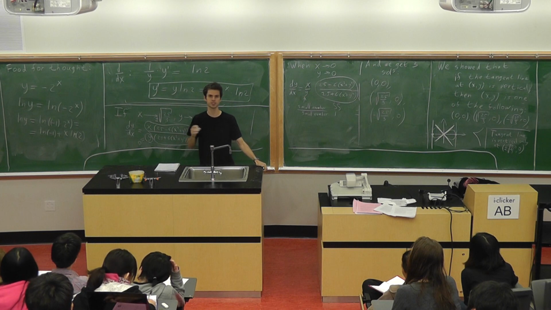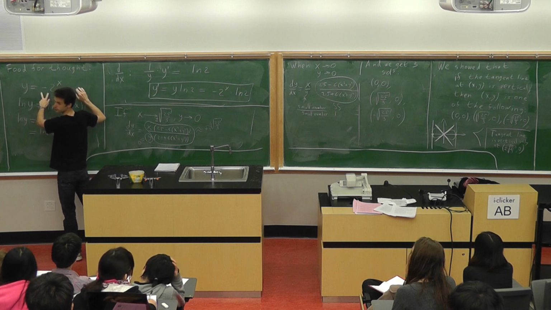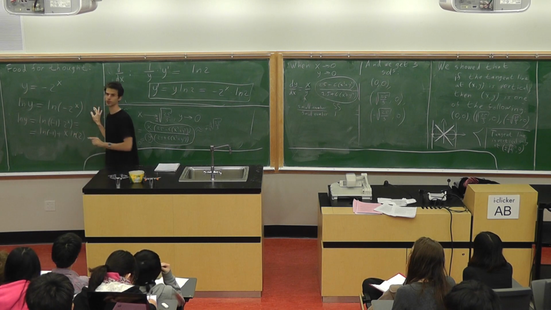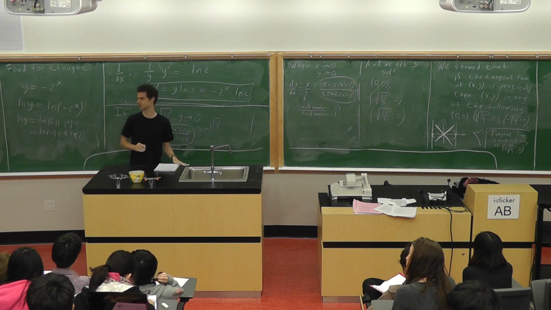Negative 2 to the power x is negative. So even though this expression is always defined, logarithm of this expression is never defined. It just doesn't exist, ever. And then I made another mistake.